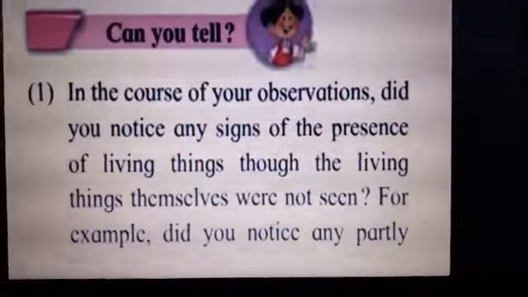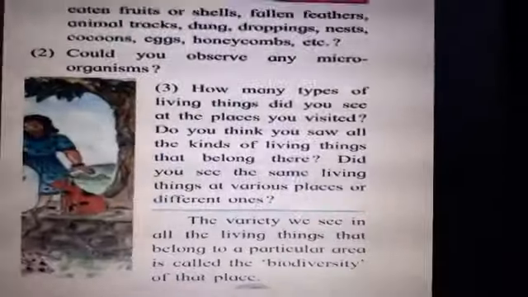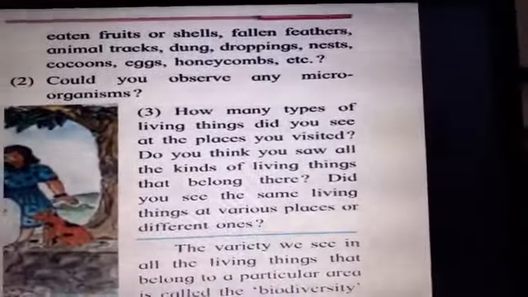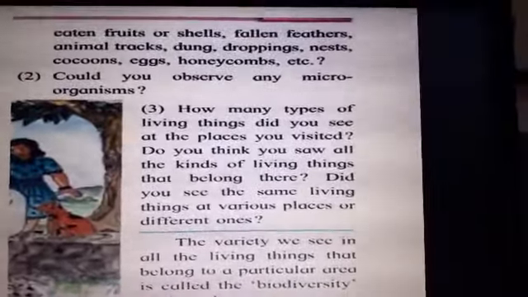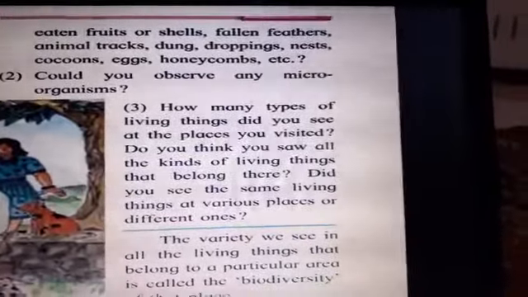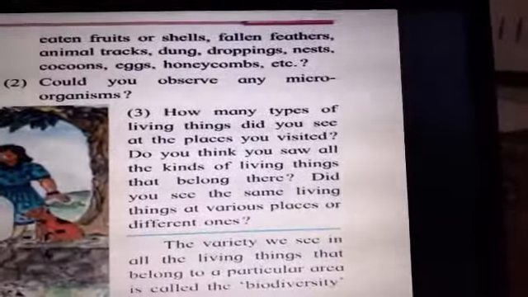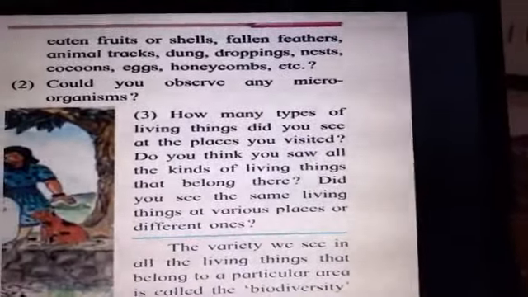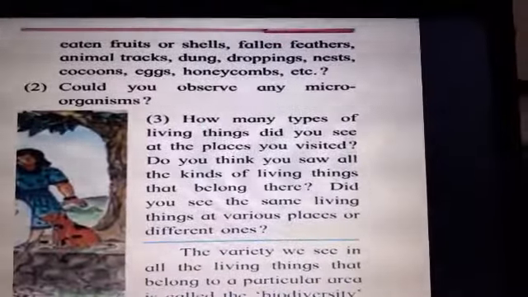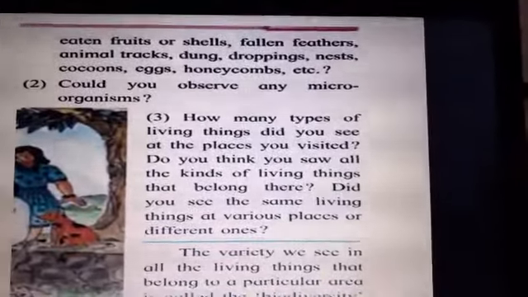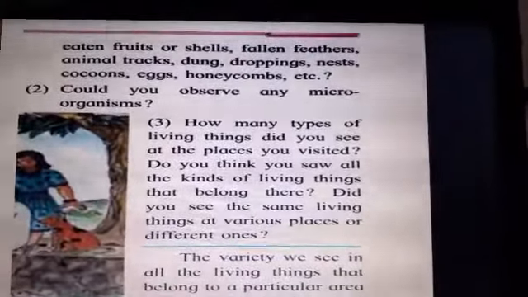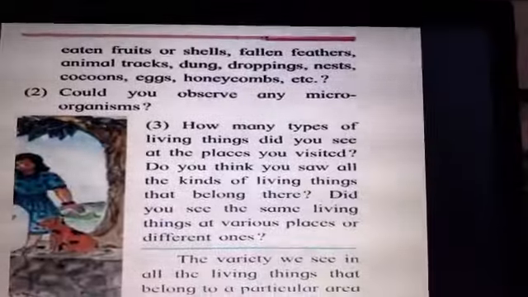For example, did you notice any partly eaten fruits or shells? Somewhere have you seen the partly eaten fruits or the shells? कहीं पे तुमने आधा खाया हुआ फ्रूट गिरा हुआ देखा क्या, या कोई शेल देखा क्या, फूल उसका फ्रूट्स का पड़ा हुआ? Fallen feathers, somewhere we find the feathers of the birds, did you find that? Animal tracks, किसी के पाँव के निशान मिले तुमको वहाँ पर कि कोई एनिमल वहाँ से गया है.